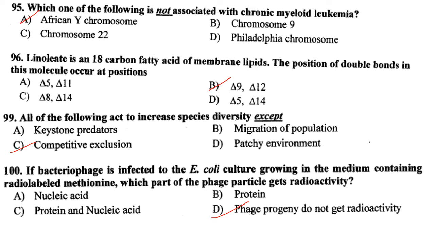It will enter the host cell, and the virus synthesizes virus-encoded endonucleases to degrade the bacterial chromosome. Then it will use the host replication machinery to transcribe and translate the necessary viral components for the assembly of the new virus. Then in the final stage, the mature virus bursts out of the host cell in a process called lysis. So the phage is not utilizing any radio-labeled methionine from the medium. Only the E. coli is utilizing it. So the phage progeny do not get radio-labeled. Answer is option D.